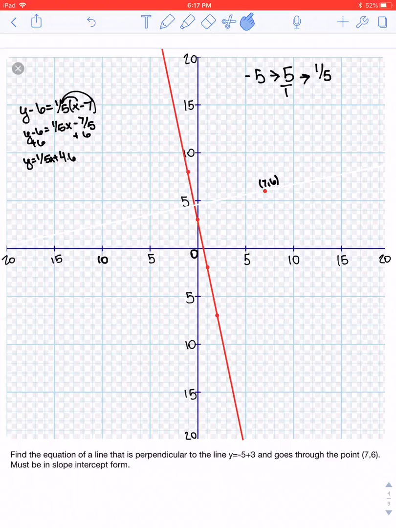So just find the opposite reciprocal of negative 5. So first find the additive inverse, which is 5, and then find the reciprocal, which is 1/5. So 1/5 is the slope of the line that we will graph. And then just plug it into the point-slope equation. So you plug the slope in and the x and y coordinates.